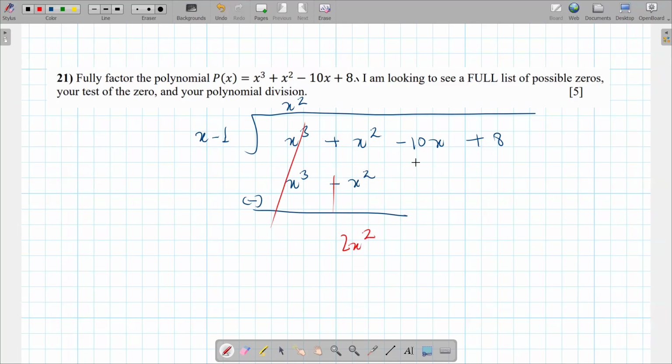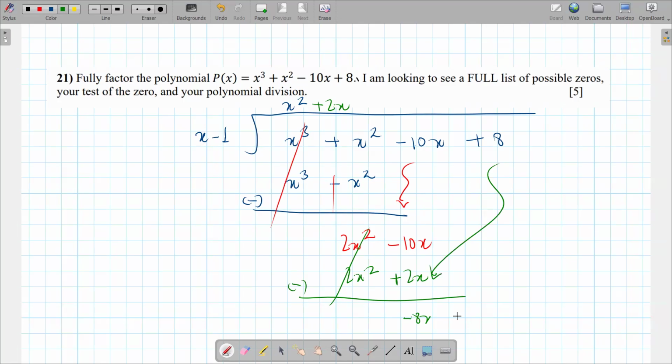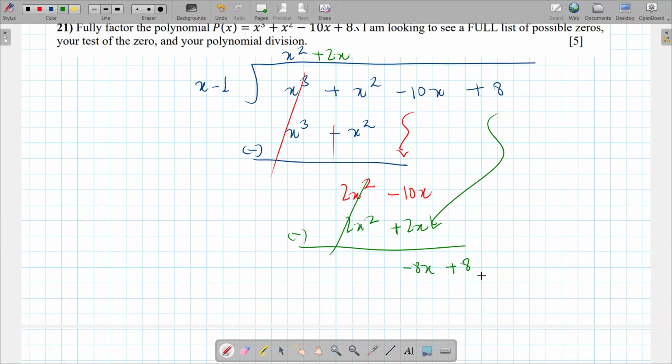Whenever you subtract something, you're allowed to bring the next digit down, minus 10x. What goes up there? Plus 2x. Then you have 2x times x, 2x squared. 2x times negative 1, negative 2x. Subtract, that cancels out. This becomes a plus. Negative 8x. What goes up top? Negative 8. So then you have negative 8x plus 8. So the remainder is 0. So that means it's a factor.